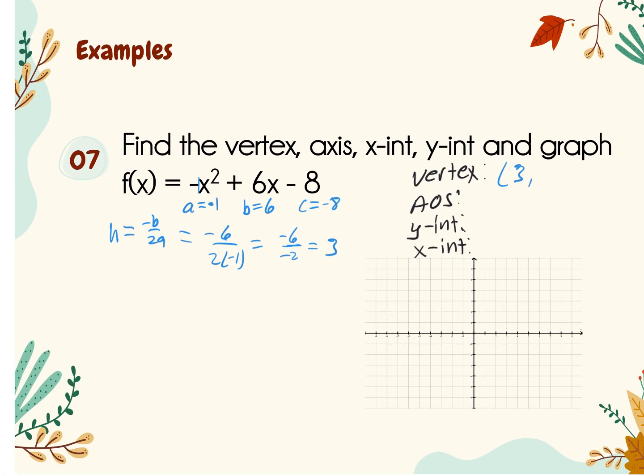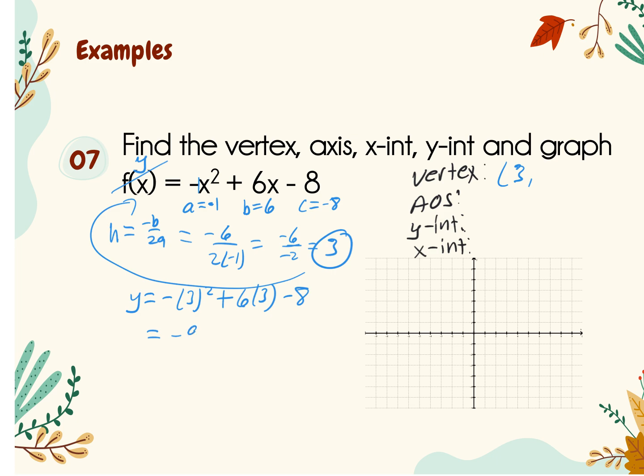Now to find the other coordinate, you're going to take this 3 and plug it back into this f of x to get your y value. Remember, f of x is another way of saying y. So f of x and y are interchangeable. You could even just say y equals -3 squared. It's whatever you're most comfortable with. They mean the same thing. Just plug in a 3 everywhere that you see an x.